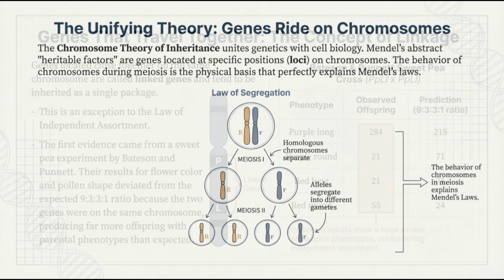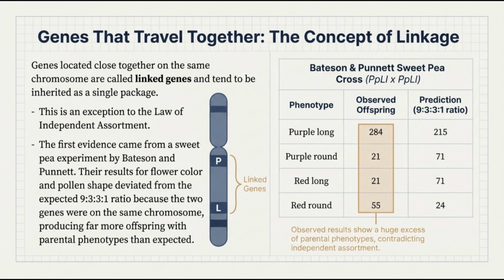That makes perfect sense. But geneticists pretty quickly found a big problem with law number 2, independent assortment. It doesn't always work. No, it doesn't. And that's because they discovered genes that travel together. The concept of linkage. So this is a major exception to Mendel's law. It is. Linked genes are genes that are located physically close together on the same chromosome. So instead of being on separate chromosomes, like the coat and vision genes in the Labradors, they're physically attached. They tend to be inherited as a single package.